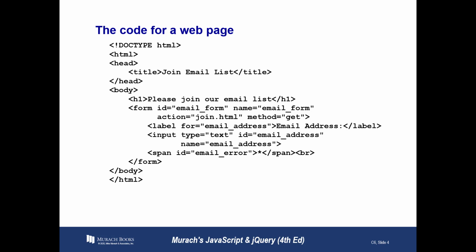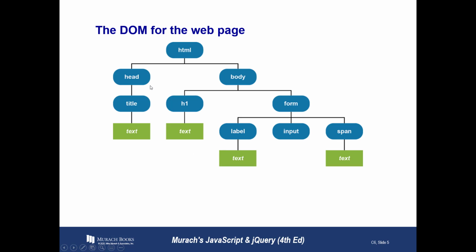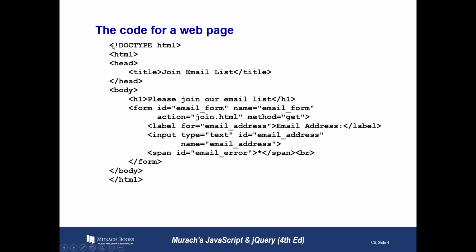So they've got here the code for a web page. This code is going to result in this DOM. Forget about the doctype tag, but we've got everything that's in here. If you look at it like a family, the head of the family is HTML. HTML, that parent, has 2 children, a head child and a body child.